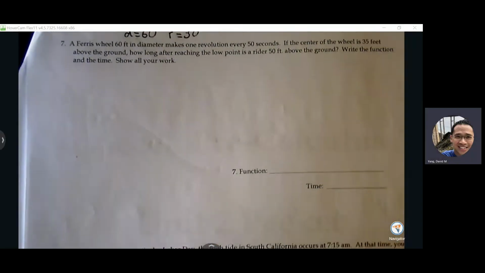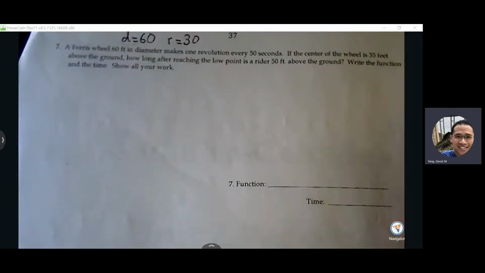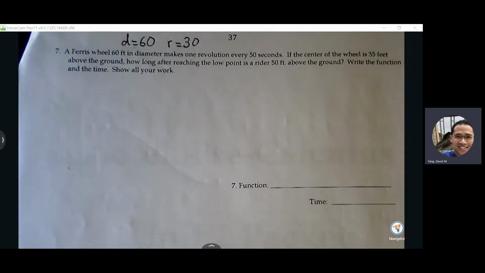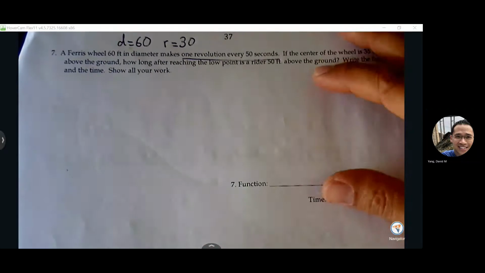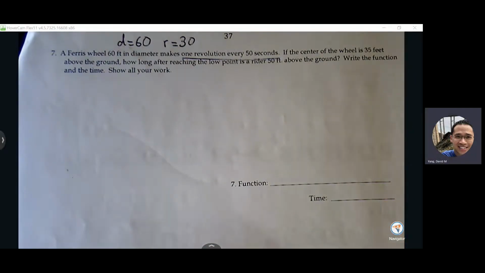A Ferris wheel is 60 feet in diameter, makes one revolution every 50 seconds. So we saw a Ferris wheel problem before, so we can kind of take that knowledge. 60 feet in diameter, which means that our radius is 30 feet. That's going to help us. Okay, one revolution every 50 seconds. What does that tell us? That's period. Yep.